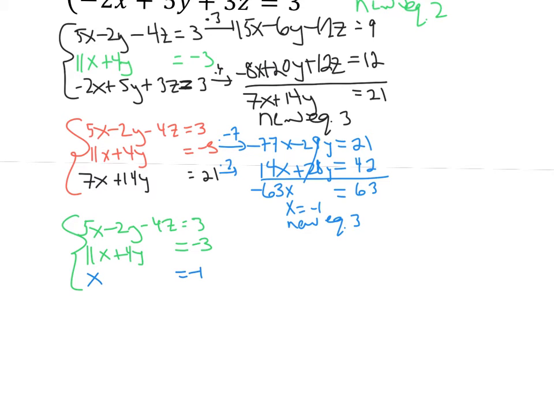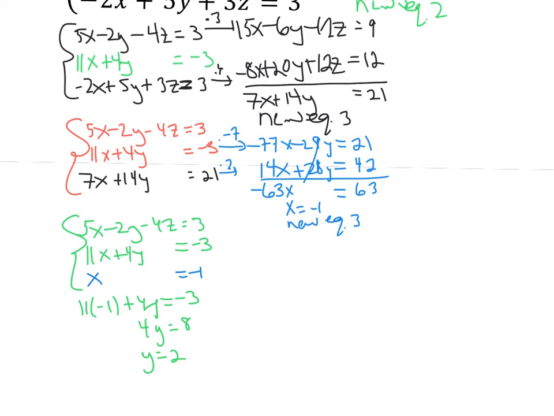And so now we just use that back substitution component. So I'm going to replace the x in equation 2 with a negative 1. So we'll have 11 times negative 1 plus 4y equals negative 3. Okay, negative 11, let's see, 4y will equal 8. So y will equal 2.